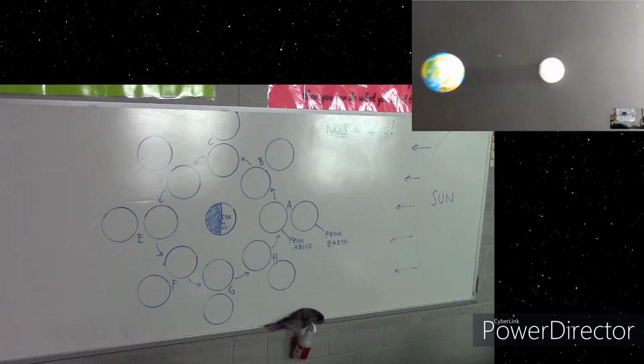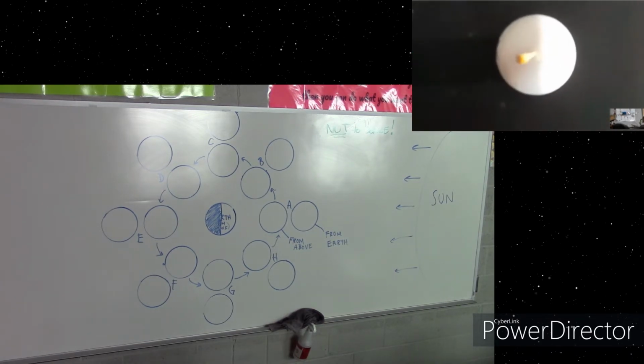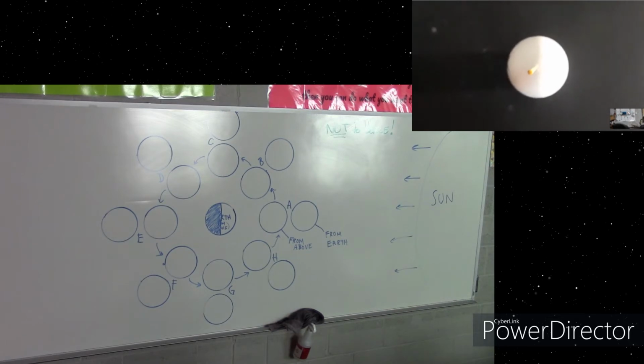From above at location A, go ahead and draw what you see on the board. Ignore the toothpick sticking out of it there. Draw the moon as you see it from above. Shade it the way you should see it. And guess what? It's going to look exactly like the Earth we just did.